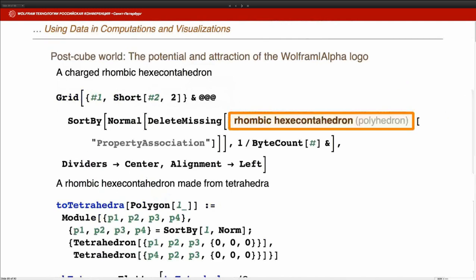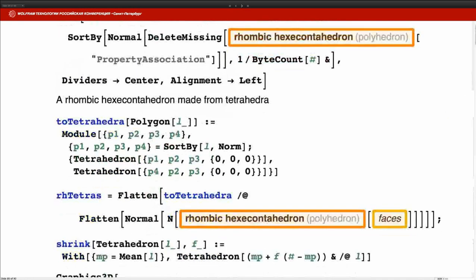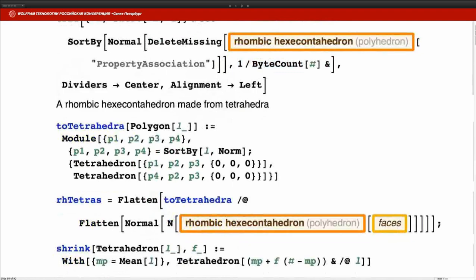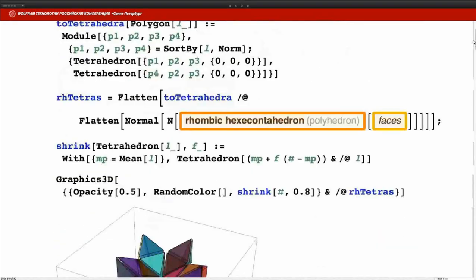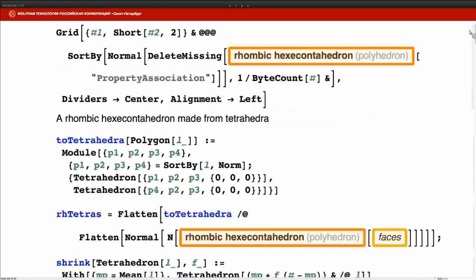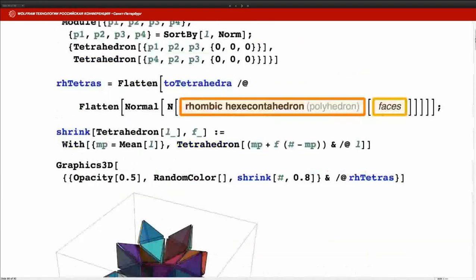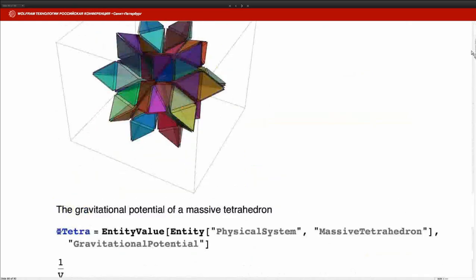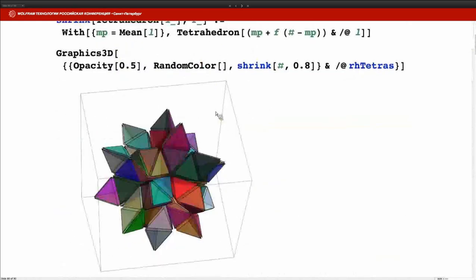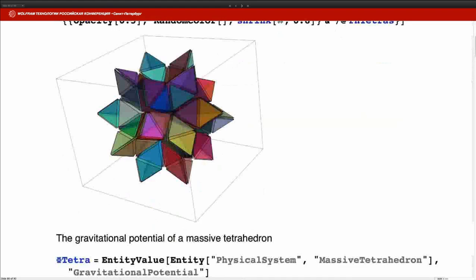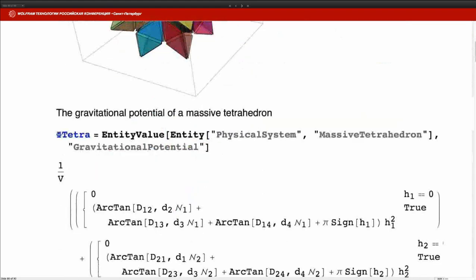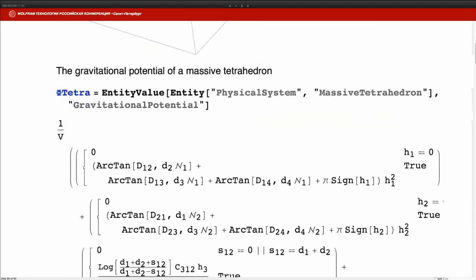Or let's do something more interesting, like let's take the Wolfram Alpha logo and let's see how a satellite would orbit a Wolfram Alpha logo. So the easy part is take the Wolfram Alpha logo. That's a rhombic hexecontahedron. And here is a picture of it made from individual tetrahedra. Now the complicated part is what's the gravitational potential of a massive tetrahedron.